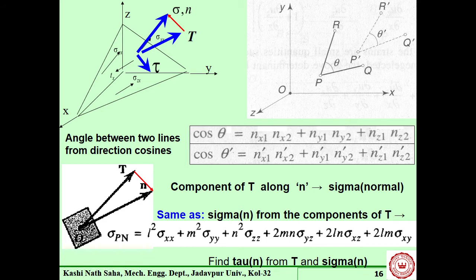We will use it afterwards. But right now, we will use this particular equation, the first one, to find out the angle between the T vector and our outer normal vector N. If this is known, what is sigma? If we project T on this direction, we will get sigma, simply T cos theta. And tau is the T sin theta component.